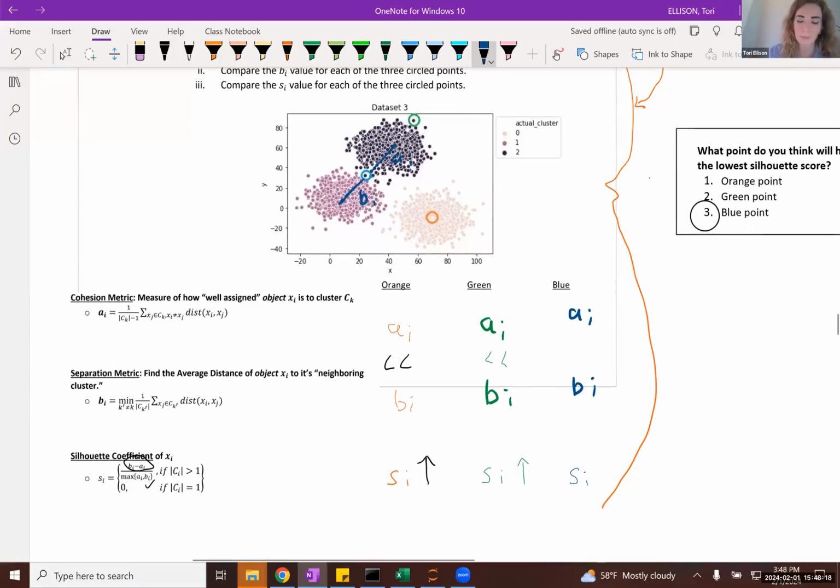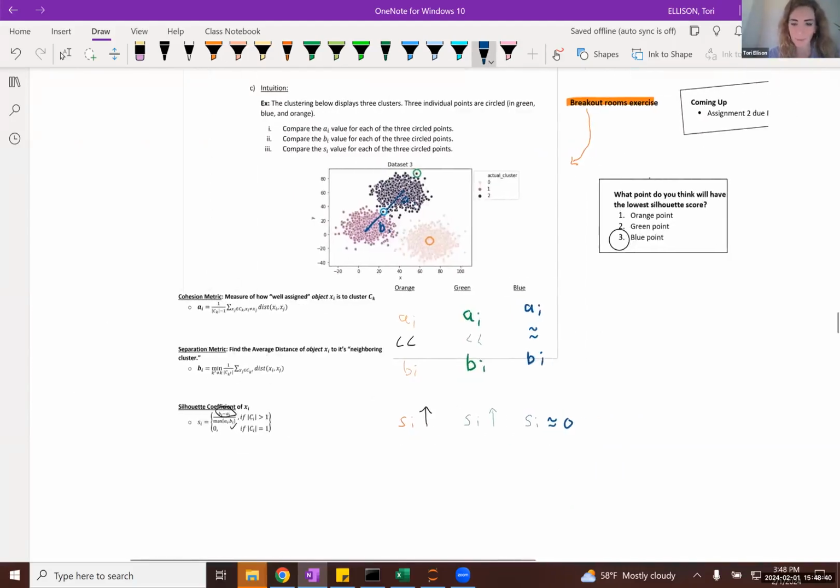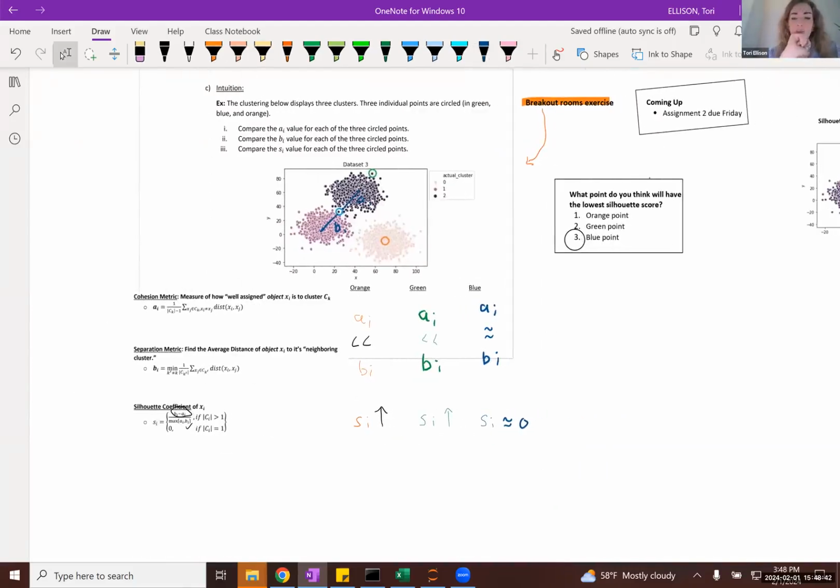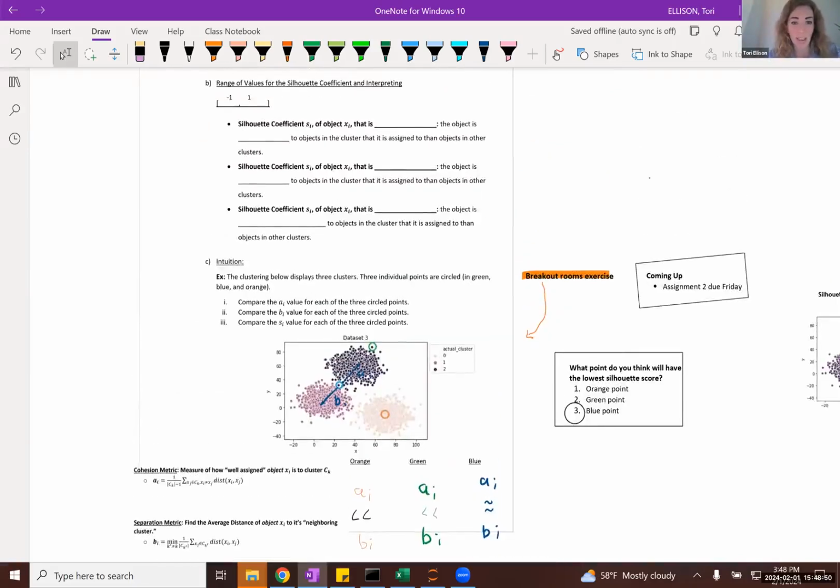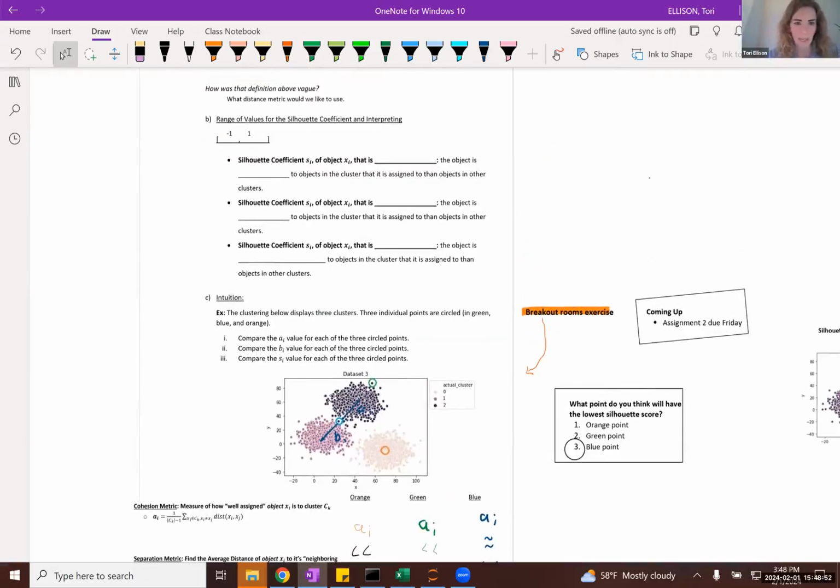And now what we can see is that my AI and my BI for the blue point are approximately very close to each other. So maybe the BI is even smaller than the AI. It's kind of hard to see. So they're very close. So what that means is that my SI for the blue point is going to be approximately some value that is close to 0. Okay. And so using this intuition in mind, this is basically how we go about interpreting what a silhouette score means.